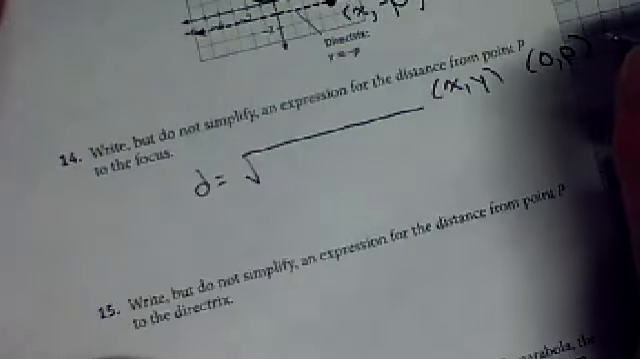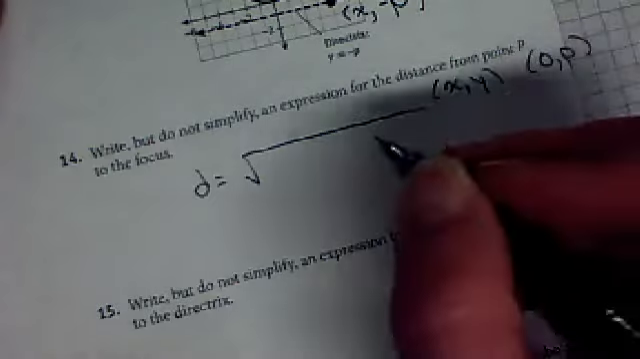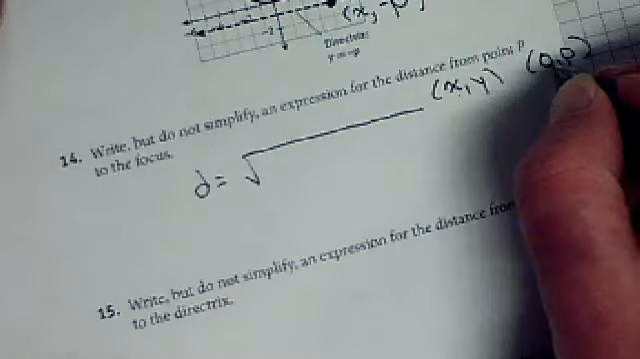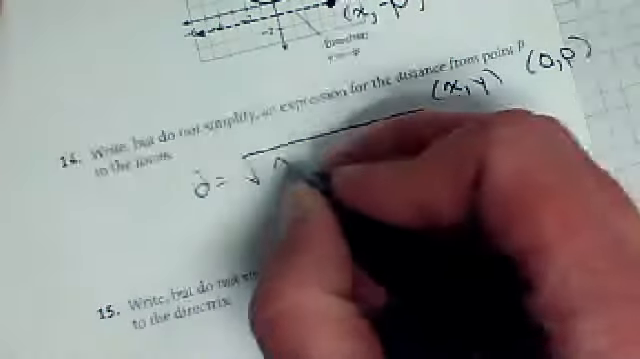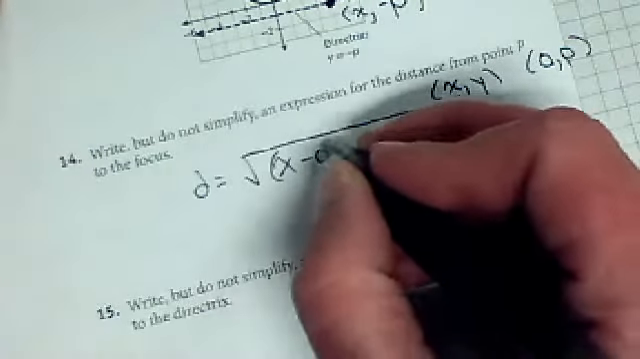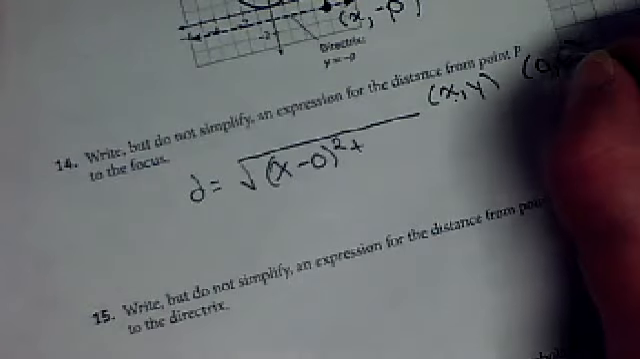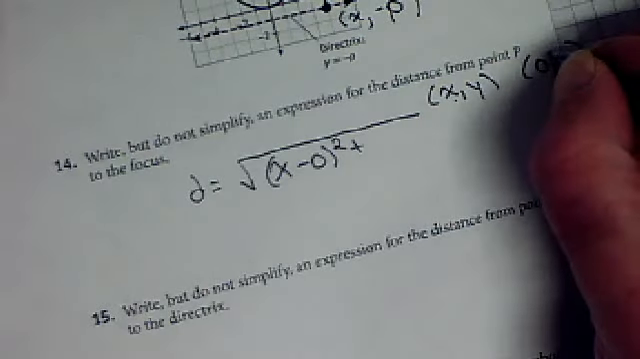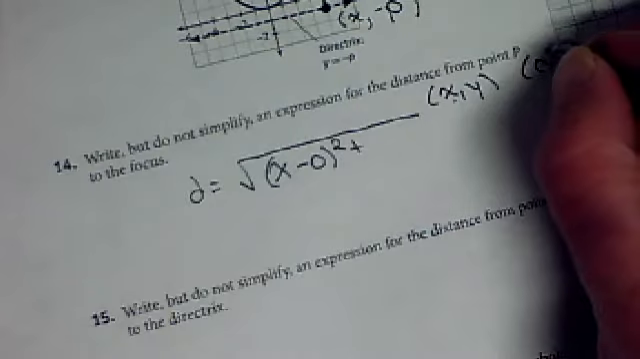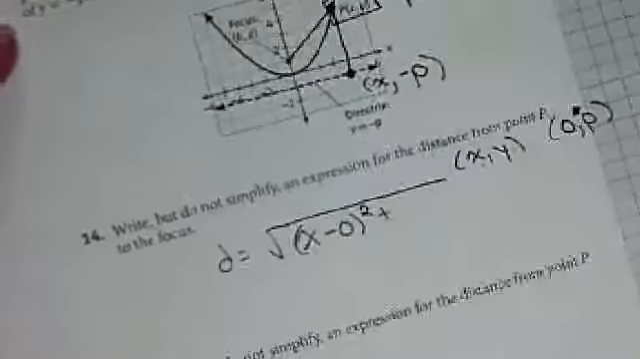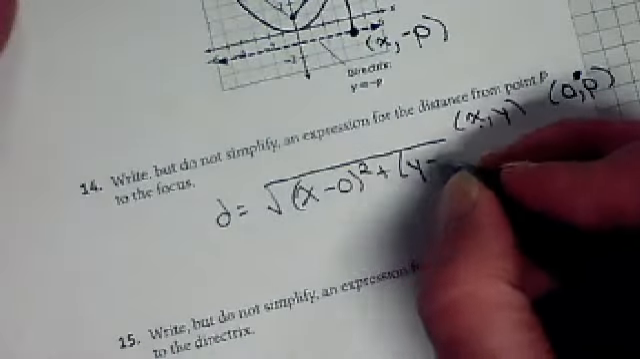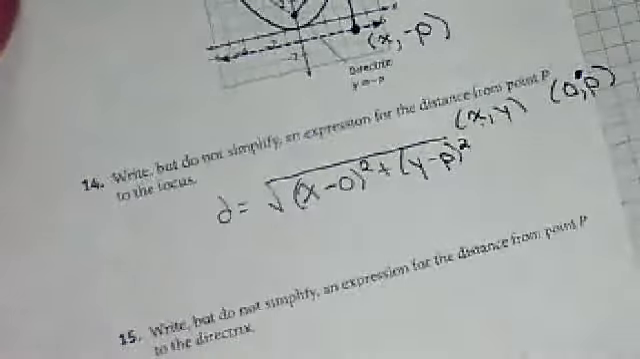So remember our distance formula. Distance is the square root of x minus x squared. So let's just take this point minus that point. So x minus 0 squared plus the difference of my y's squared. Oh, that was a negative p, wasn't it? Oh, I'm sorry, we were in the focus, right? Focus was 0, p. You're right. So it would be y minus p squared.